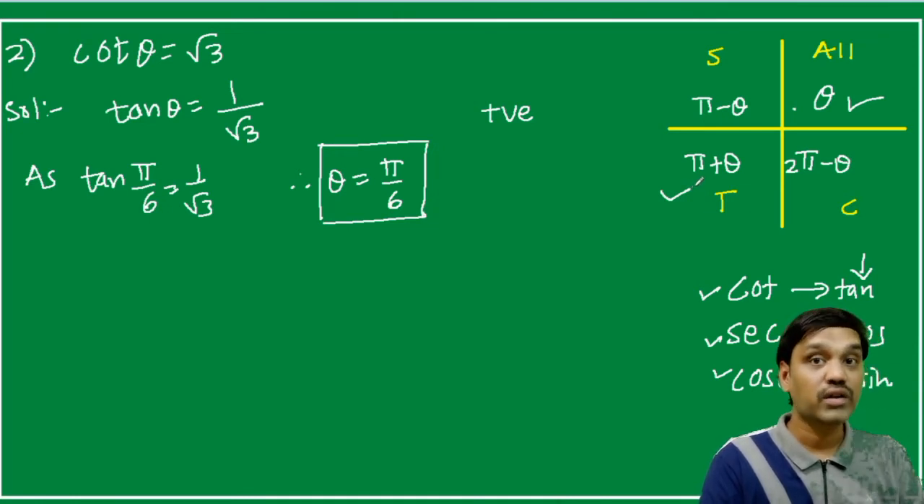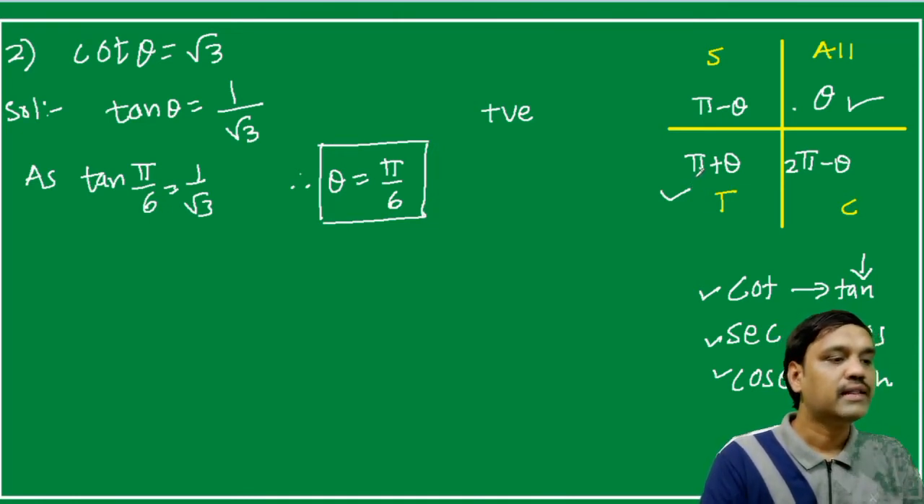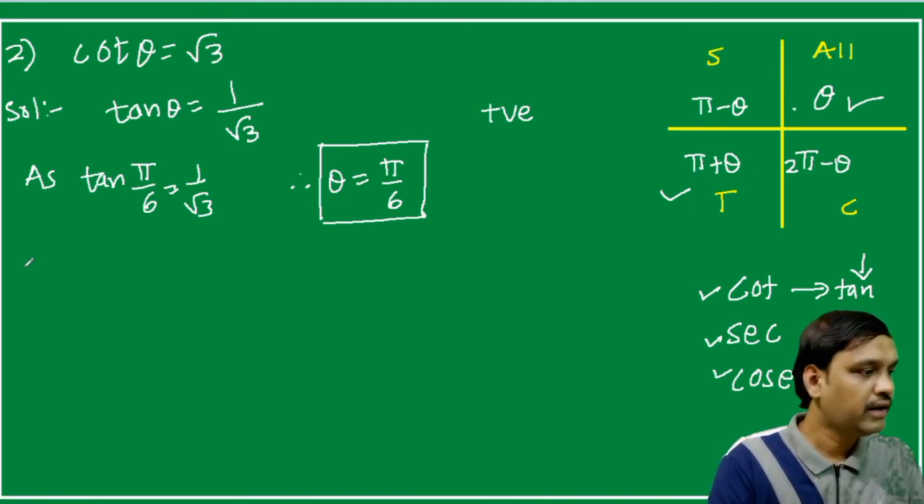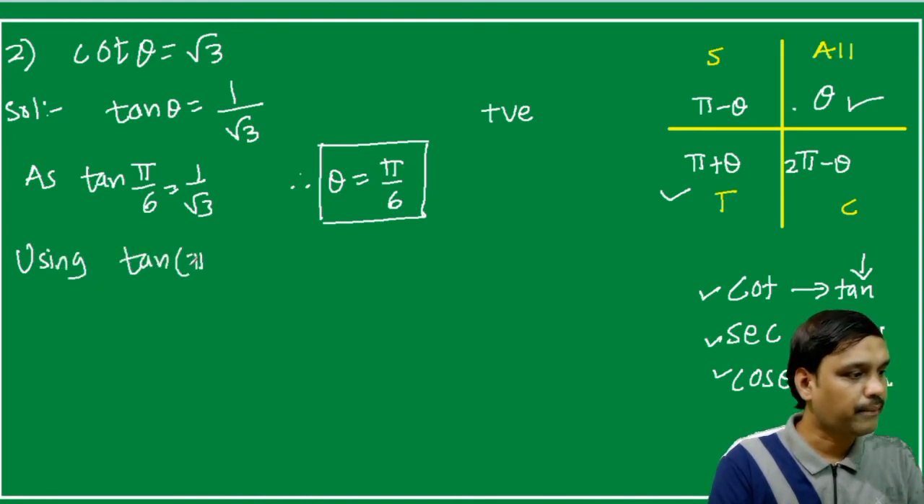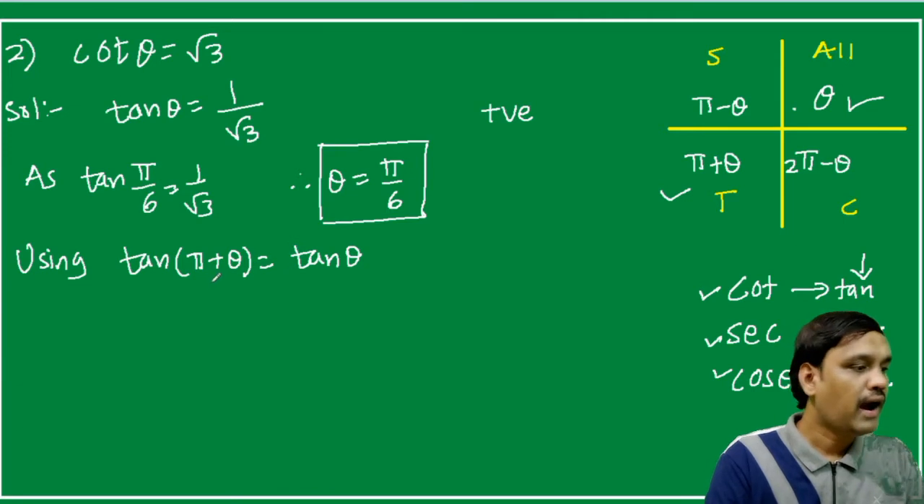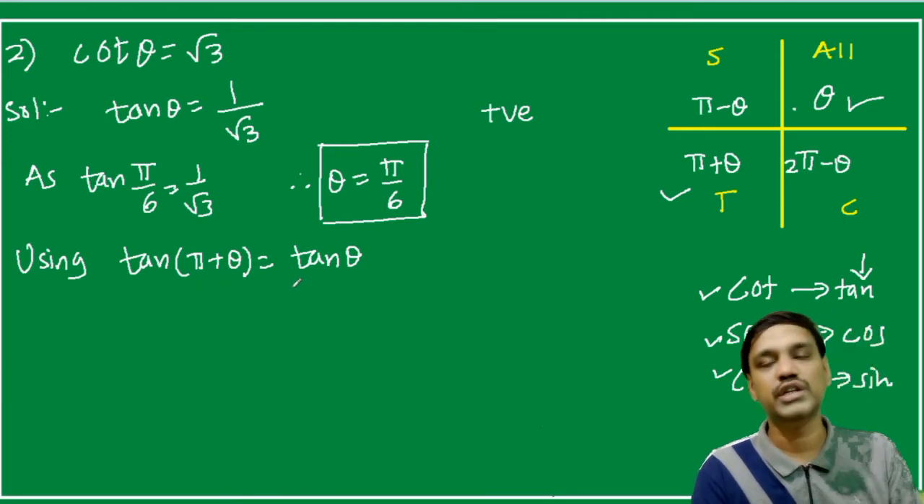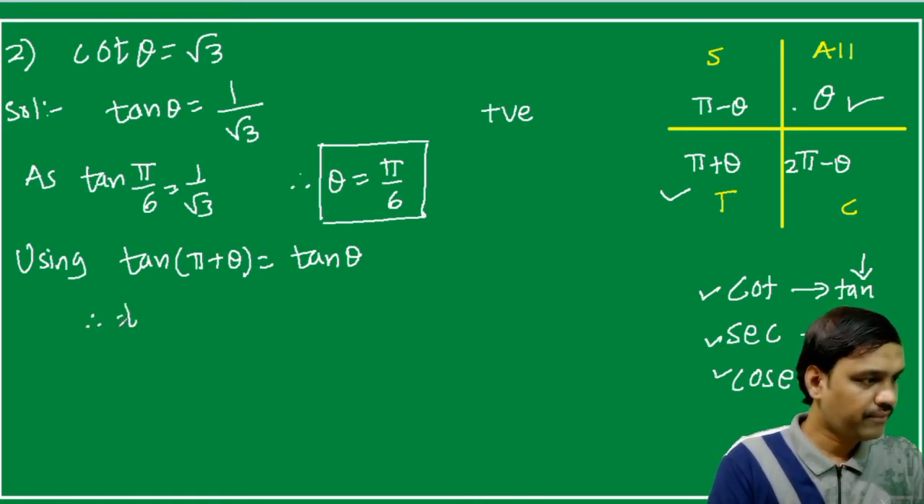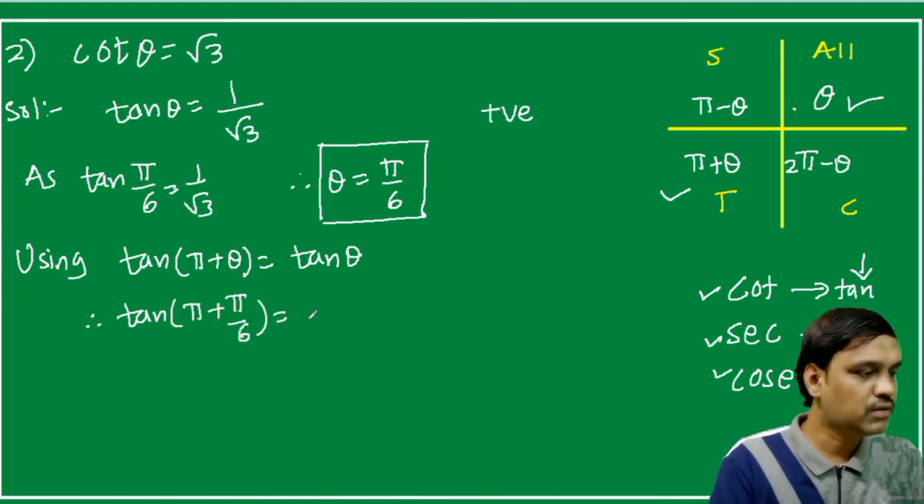Let us find the value for the third quadrant, where we can write the allied angle formula for pi plus theta. So we can write tan of pi plus theta is equal to tan theta. Remember, in the third quadrant tan is positive, so it is plus tan theta, and with pi there is no change in the ratio. Okay, so I'm going to substitute theta equal to pi by 6. So tan of pi plus pi by 6 is equal to tan of pi by 6.